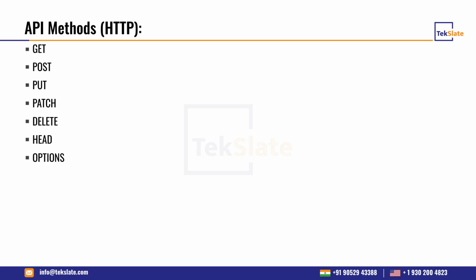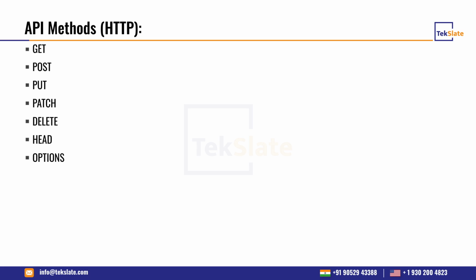Then we have PUT. PUT is basically used to replace the resource, whatever record or resource is available. If you want to replace it entirely, we can use the PUT method. The second one is PATCH. If you want to replace a part of a record, suppose a data record was created for employee information and we just want to replace the employee location, in that case we can use the PATCH request. It will update only that particular information.